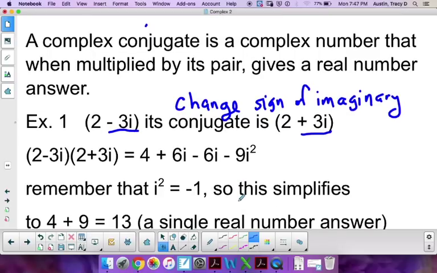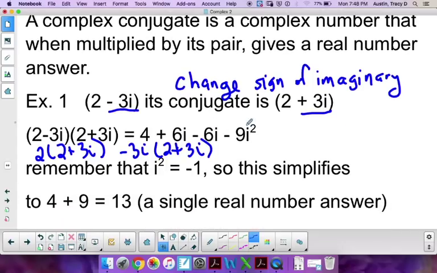So the conjugate of 2 minus 3i is 2 plus 3i. And if you multiply them, again, double distributing or however you do it, 2 times 2 plus 3i will give you the first two answers, 4 and 6i. Then negative 3i times 2 plus 3i will give you the second set. That's a negative 6i and a negative 9i squared, right? Because i squared is negative 1, that makes this equal positive 9. So you're left with 4 plus 9, because the positive 6i and the negative 6i cancel.